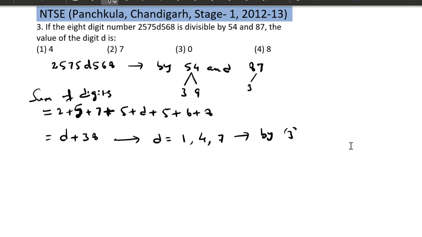Then what about divisibility by 9? We will check. If D equals 1, then 39 is not divisible by 9. If D equals 4, then it is 42, which is not divisible by 9. If D equals 7, then 38 plus 7 is 45, which is divisible by 9. So only if D equals 7 is it divisible by 3 and 9. Otherwise, it is not possible. So the D value must be 7, and option 2 is correct.